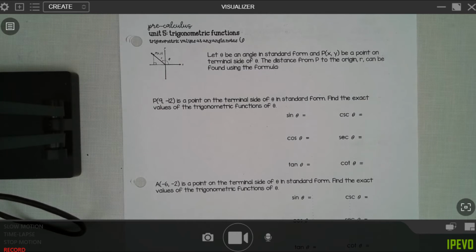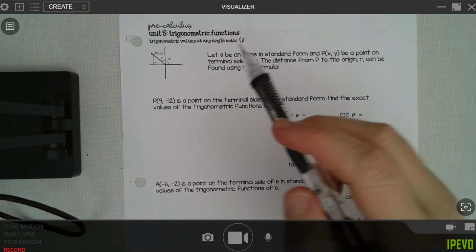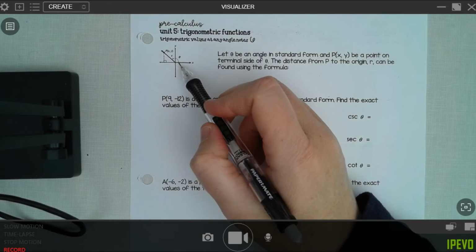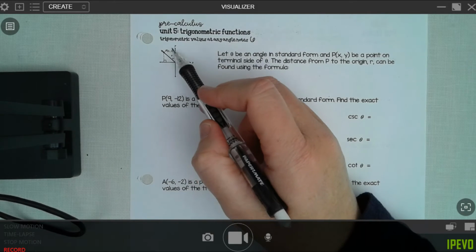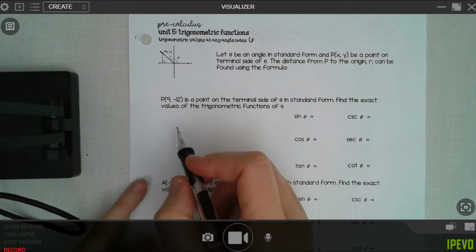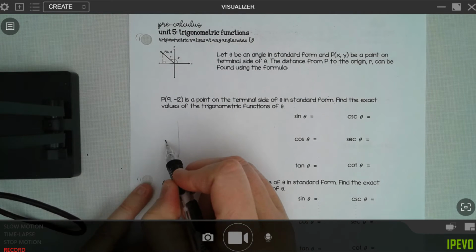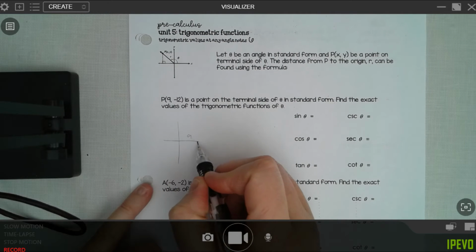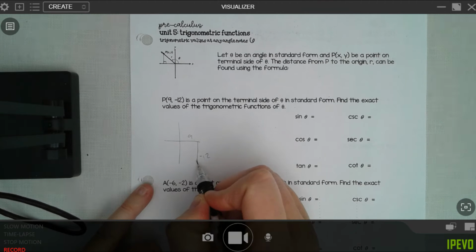All right, so today we are talking about trigonometric values at any angle. What we're talking about is this right here is the angle, and then this would be the point (x, y). So if I'm doing the point (9, -12), that means I'd go +9, -12, and here's my point.